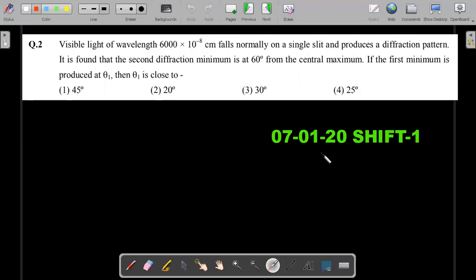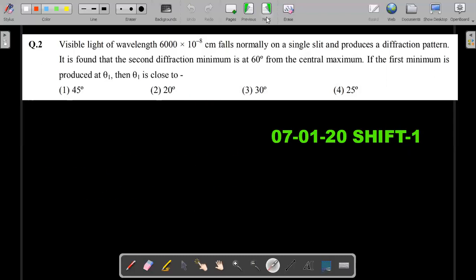So this is still January 7th, but it is in shift 1 now. Visible light of wavelength 6000 into 10 power minus 8 centimeter, a weird way of giving the wavelength, falls normally on a single slit and produces a diffraction pattern. It is found that the second diffraction minimum is at 60 degrees from the central maximum. If the first minimum is produced at theta 1, then theta 1 is close to. Okay, so this is the single slit Fraunhofer diffraction experiment. So I want you to give it a try. Go ahead and then come back for the solution.